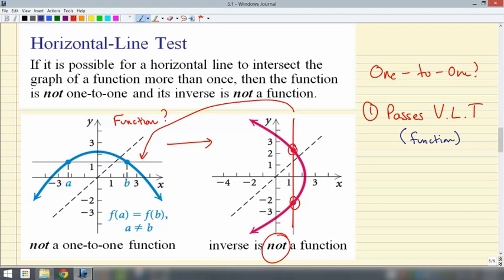Step number 2, it passes the horizontal line test. And if something passes the horizontal line test, that means its inverse is a function. So if something is 1 to 1, that means it passes both a vertical line test and a horizontal line test.